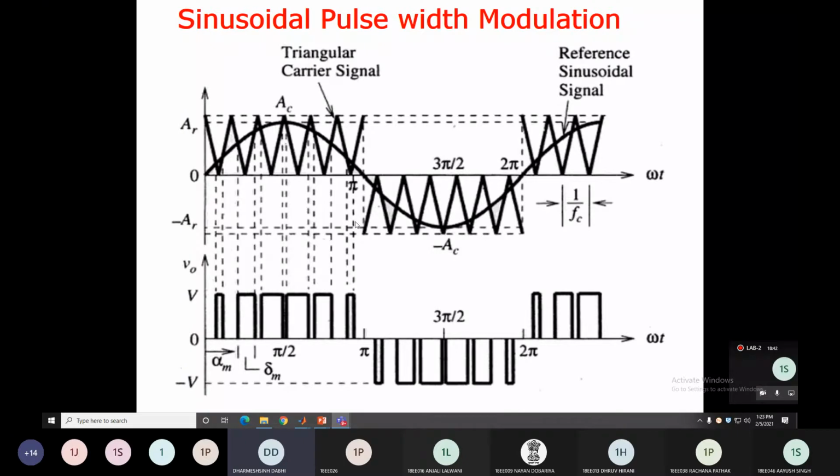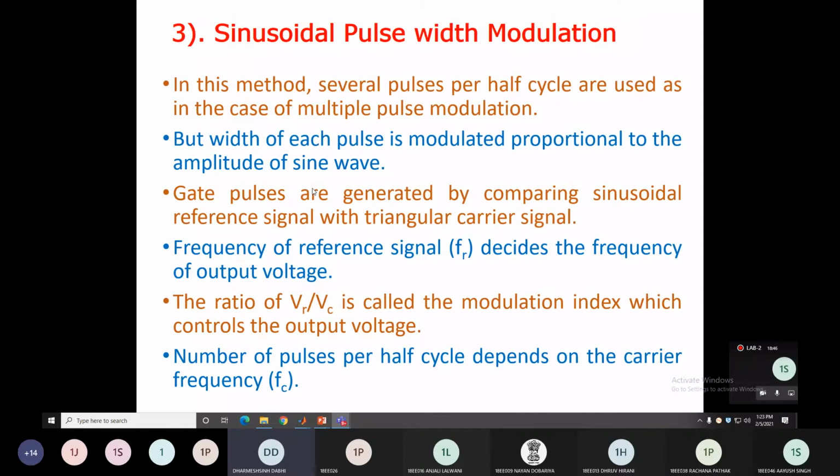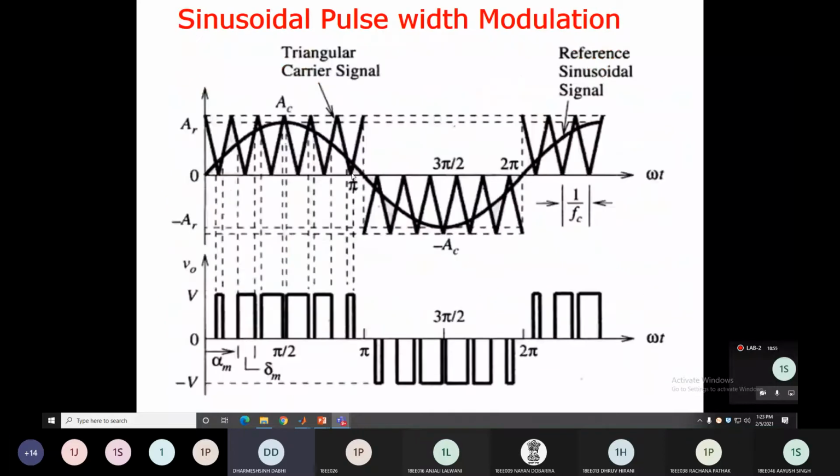Okay. So it means here the gate pulse is generated with the modulation of the sine wave. That's why this sentence is written here: the width of each pulse is modulated in proportion to the amplitude of the sine wave. Okay. That you can see here.